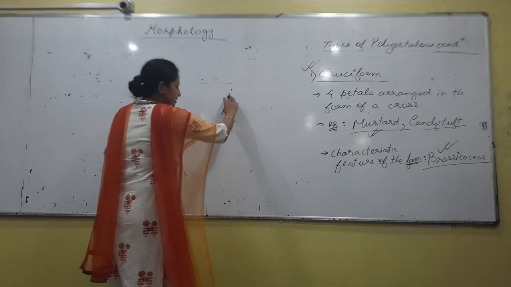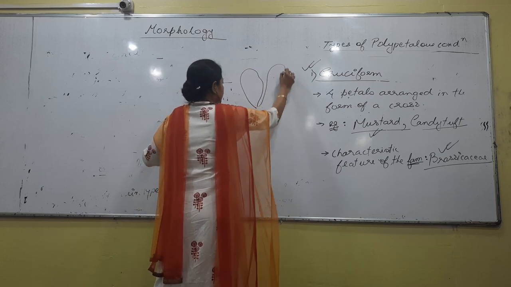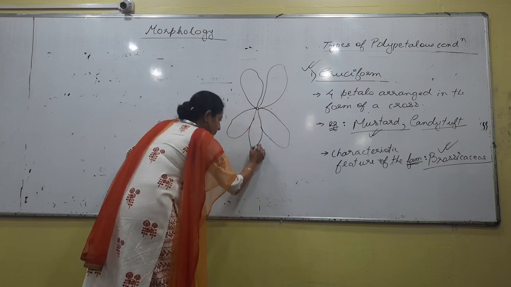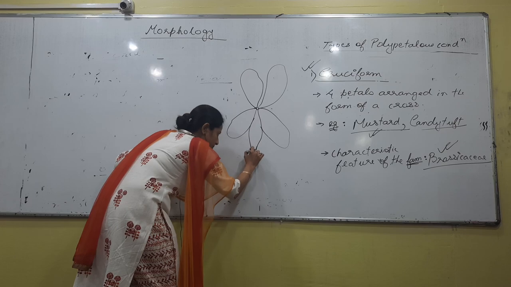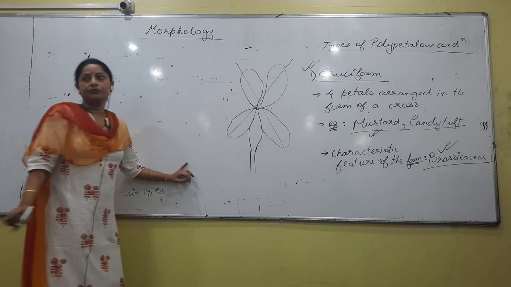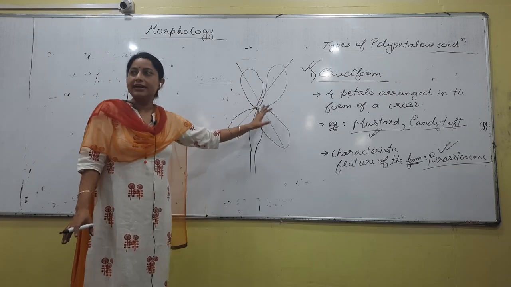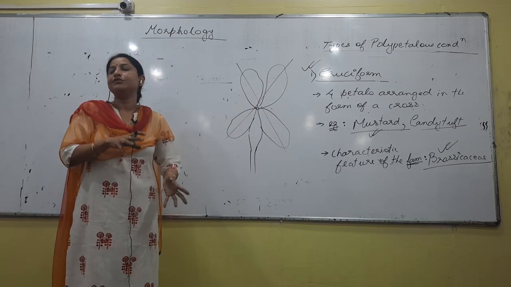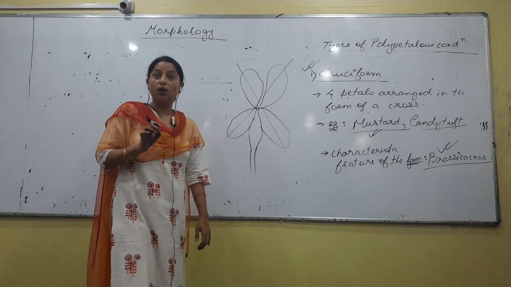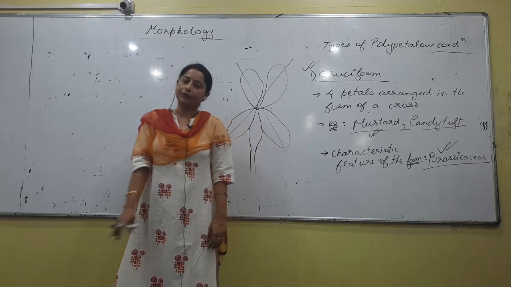So now how does the flower look like? Something like this, right? Because it looks like a cross, it is called cruciferous. There will be four petals arranged in the form of a cross, and this type of arrangement is called cruciferae. Identify the flower, an MCQ may come: characteristic of which family, or give an example of a cruciferous flower. The example can be mustard or Brassicaceae, right?